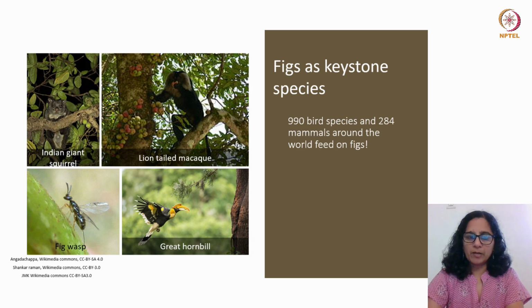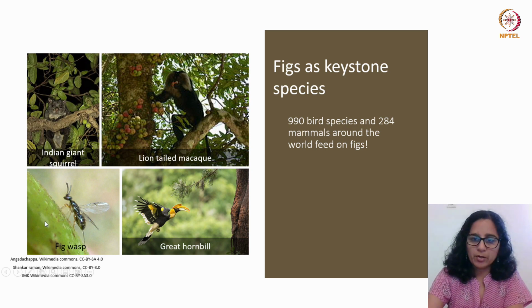And finally, I would like to end by reiterating that figs are considered keystone species. There are close to 1,000 bird species and close to 300 mammals around the world which feed on figs. These are examples of some of the Indian species. There are the Indian giant squirrel, lion-tailed macaques and great hornbills, all found in the Western Ghats, which feed on fig fruits. There are of course fig wasps, which we talked about in detail.